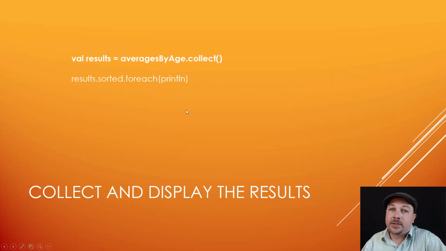Finally, we need to collect our results. And remember, nothing happens until we actually call an action. So we're going to collect the results here into a plain old Scala object, and then we're going to sort it and apply the println command to each individual entry. And we get the final results that way. So with that, let's go take a look at the actual code.